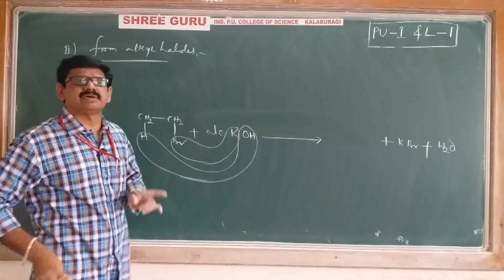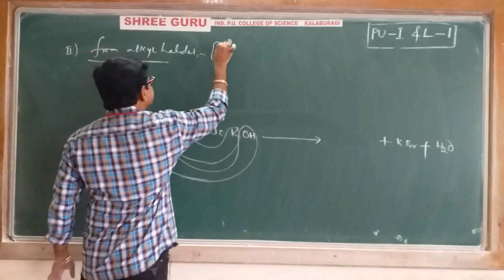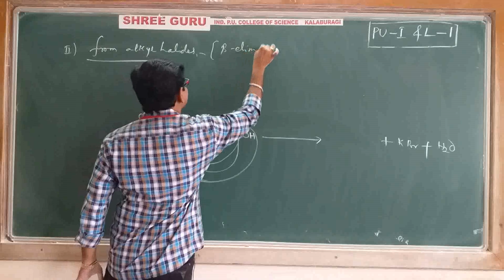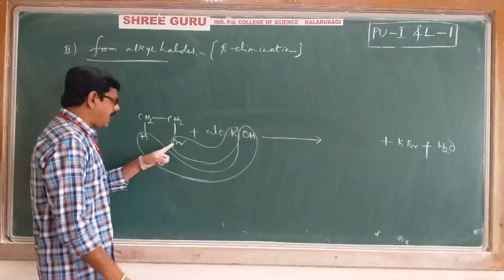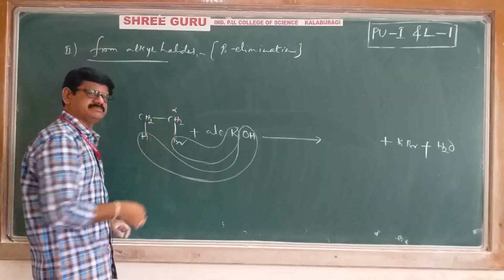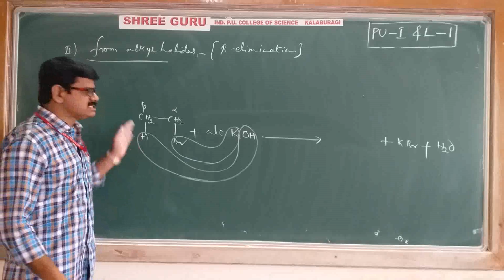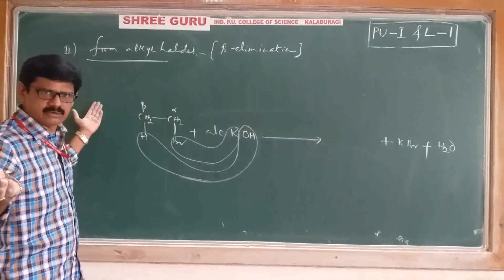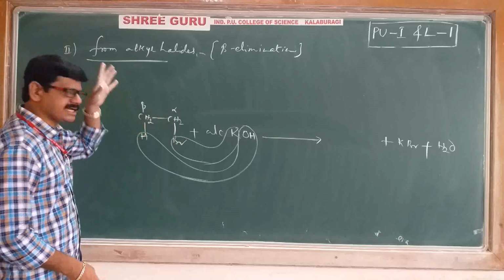That's why this method is also called beta elimination. Let's understand the meaning of beta elimination. Very simple. The halogen-attached carbon is the alpha carbon, and the adjacent carbon is always the beta carbon. One more adjacent carbon is the gamma carbon.